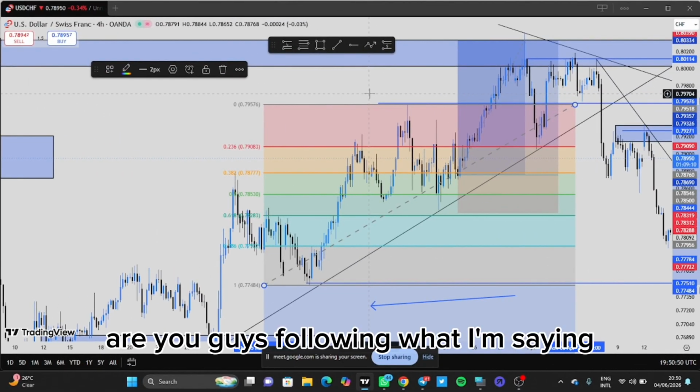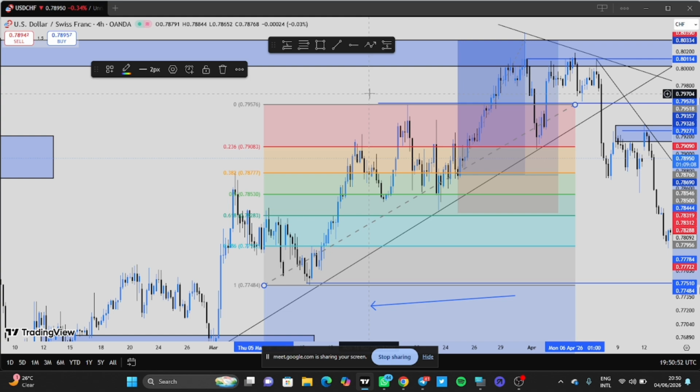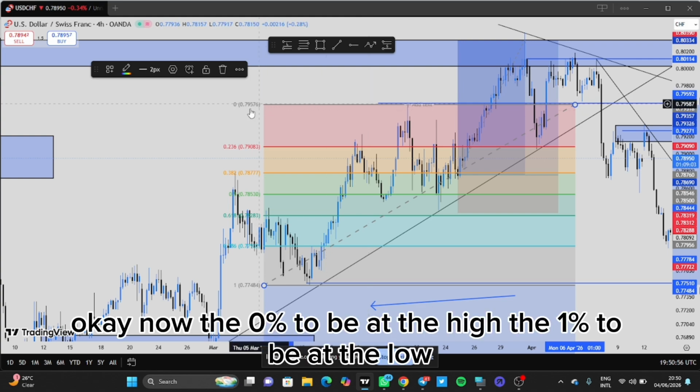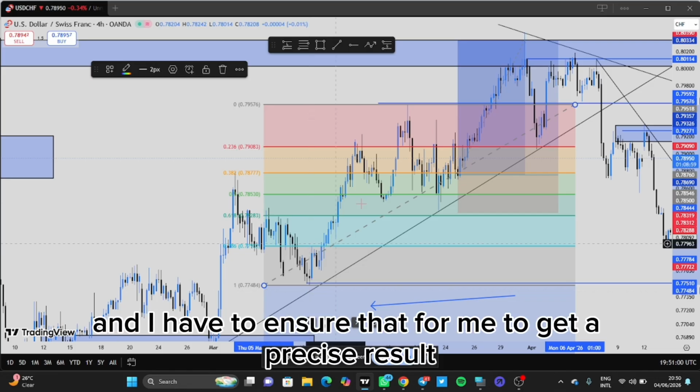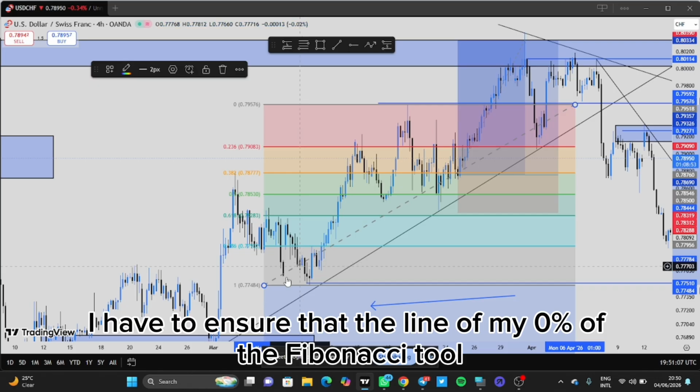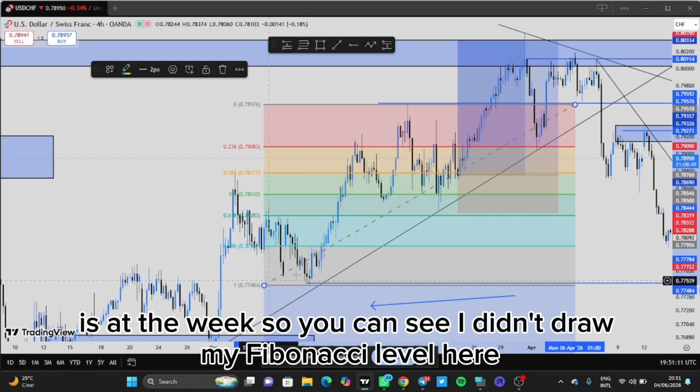So are you guys following what I'm saying? Okay. Now the 0% will be at the high, the 1% will be at the low. And for me to get a precise result, I have to ensure that the line of my 0% of the Fibonacci tool is at the wick.